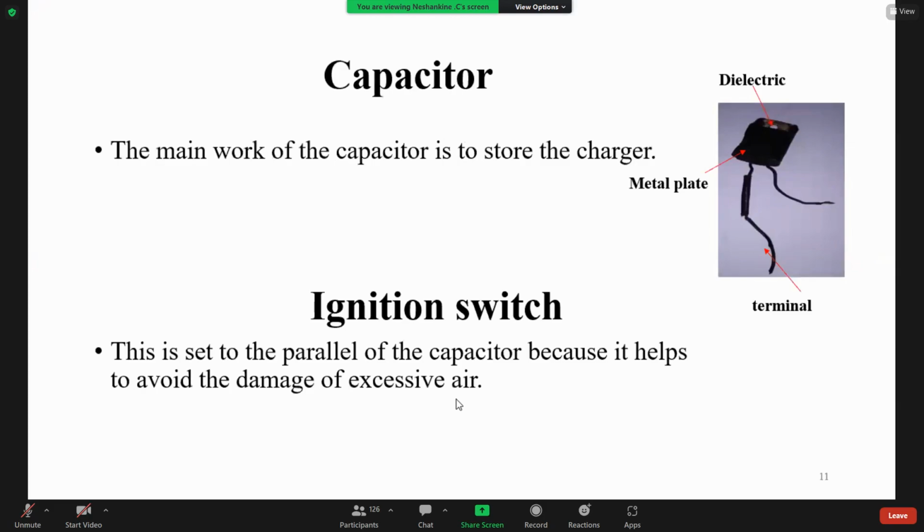Then the capacitor. The main function of the capacitor is to store the charge or current. Then the ignition switch, we use this switch to avoid damage from excessive arcing. This switch is commonly found in parallel with the capacitor. Okay.